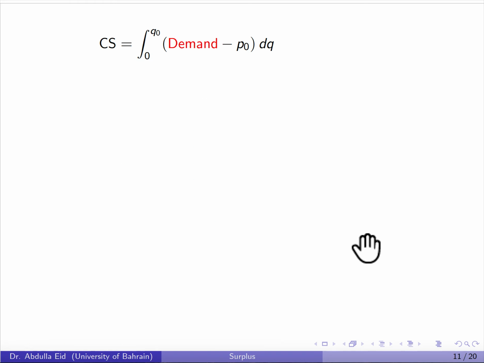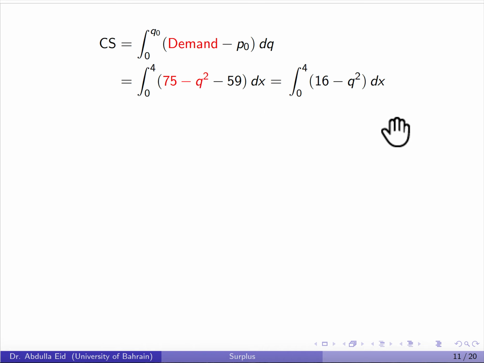Next, we apply the formula for the consumer surplus. We write the demand minus 59, which was the equilibrium price. Simplify it a bit and we get 16 minus q squared. That's good, because now we know the integral of 16 is 16q, and the integral of q squared is q to the power 3 over 3. Finally, substitute 4 and then substitute 0. So we get 128 over 3.